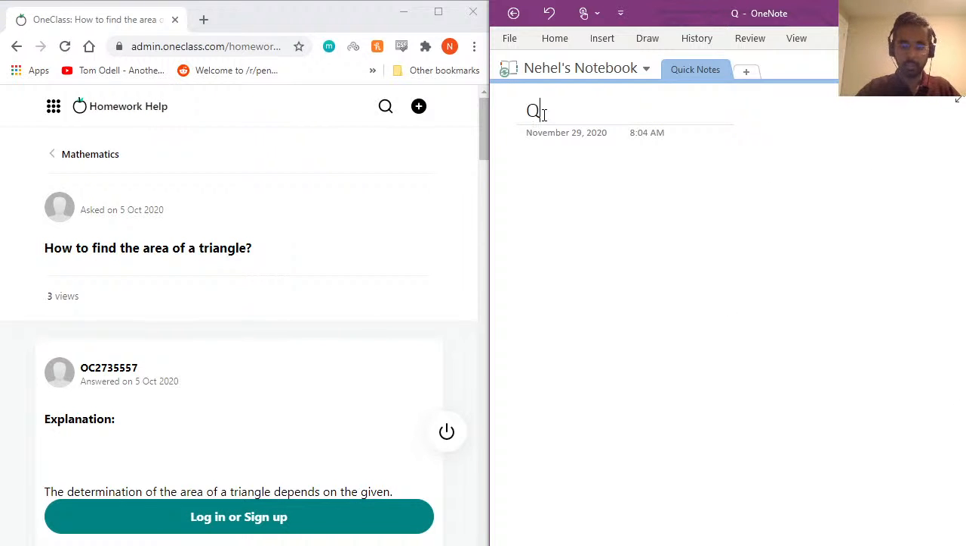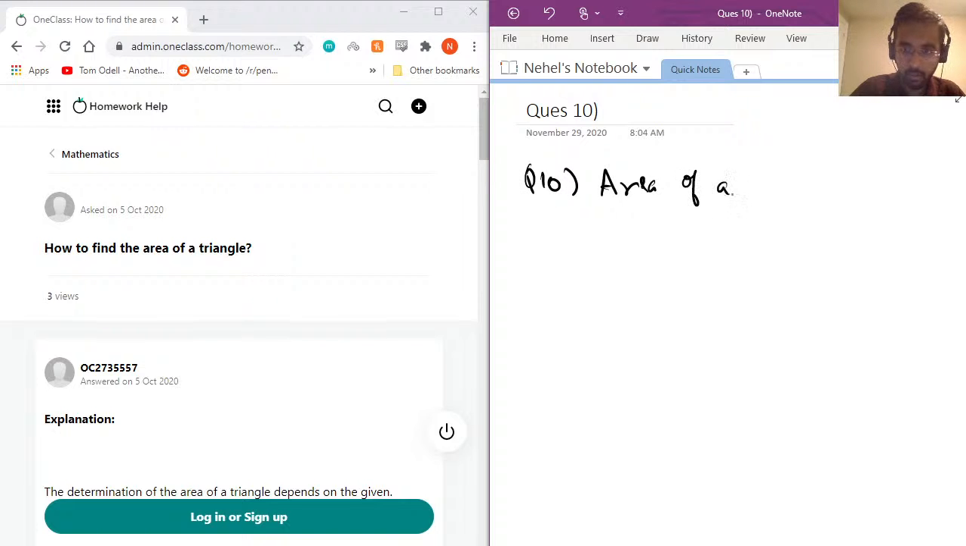Okay, question number 10. How do you find the area of a triangle? The area of a triangle can actually be found in multiple ways. The most common way, which we also covered recently, is using the base and the height, but there are other ways to find the area. So let's cover them.